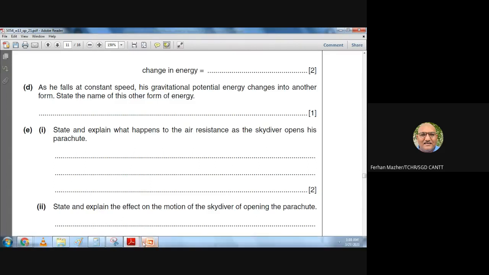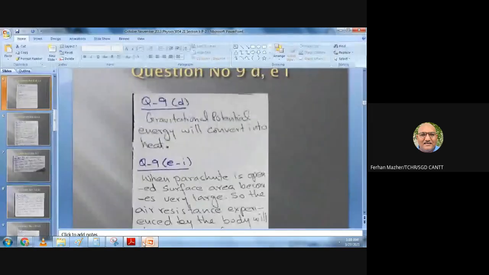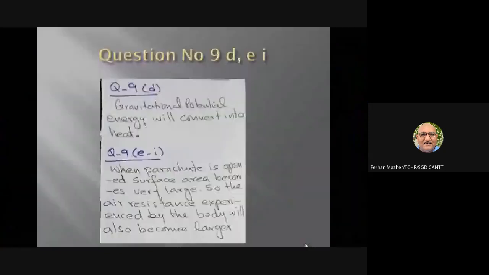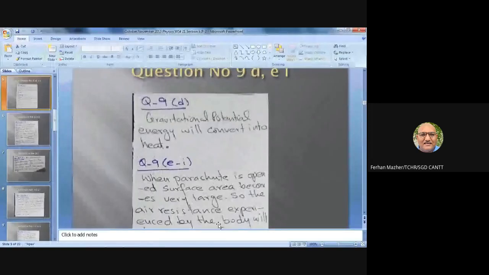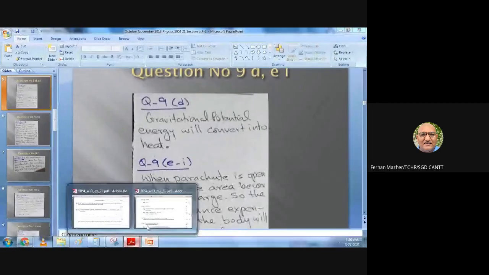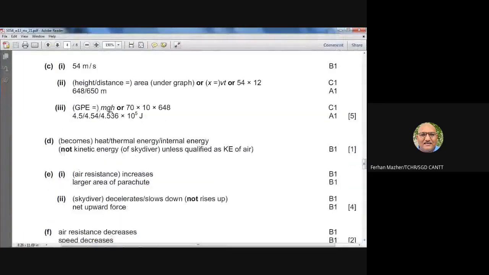Let me show you my answer. So here we have my answer. The gravitational potential energy will convert into heat. Let's check the marking scheme. Yeah, the gravitational potential energy becomes heat, thermal energy, internal energy, not kinetic energy. You cannot say kinetic energy. Remember that. If the body is moving with a constant speed, you cannot say kinetic energy.